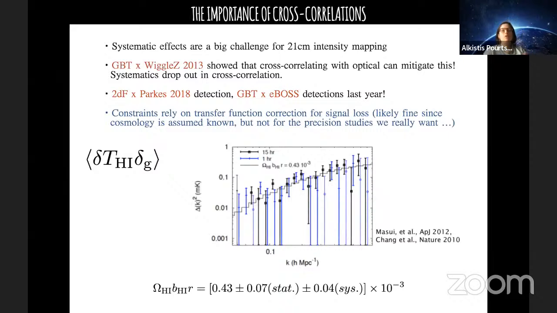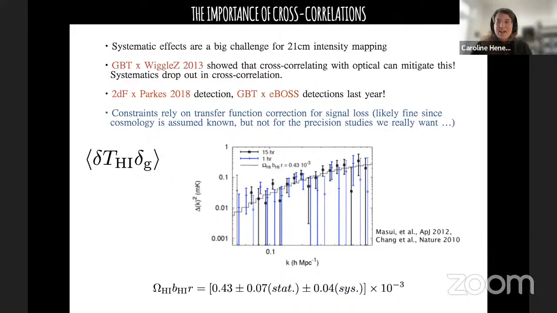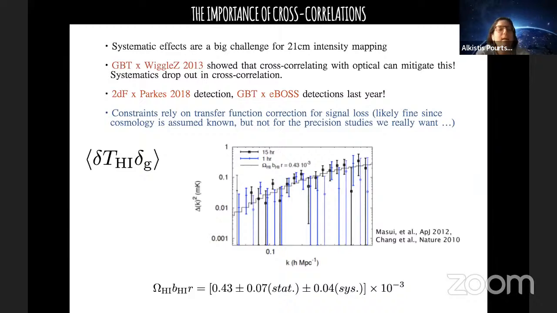I'm just going to talk about the importance of cross correlations a bit. As everyone knows, systematic effects are a big challenge for 21 centimeter intensity mapping, and at low redshift we are extremely lucky because we have overlap with loads and loads of optical galaxy surveys, and we should exploit that as much as we can until we get our autocorrelation. It can be a great help to ameliorate systematics.